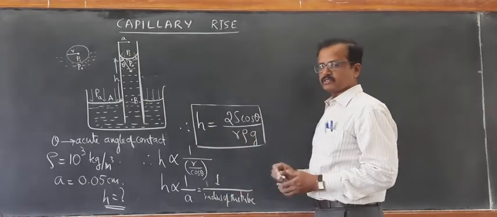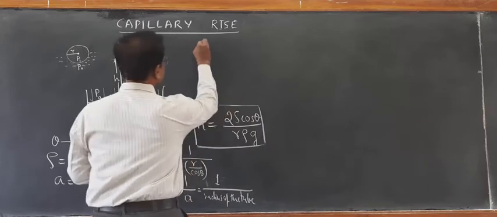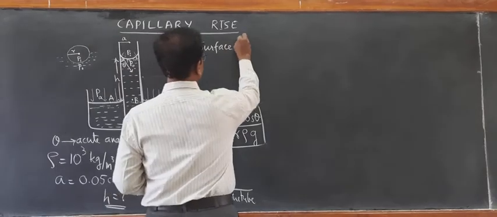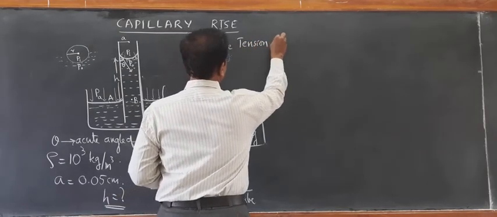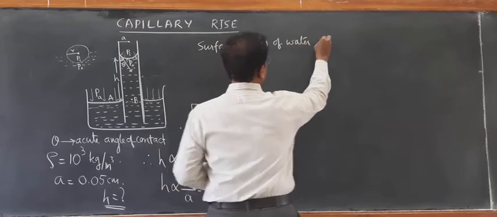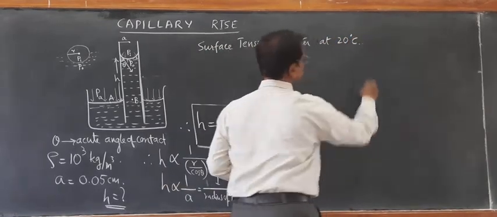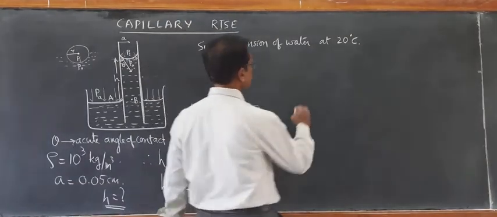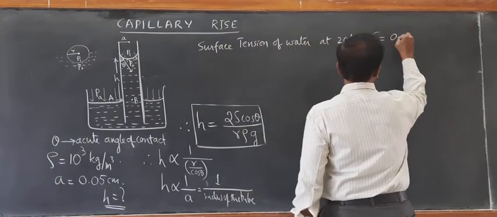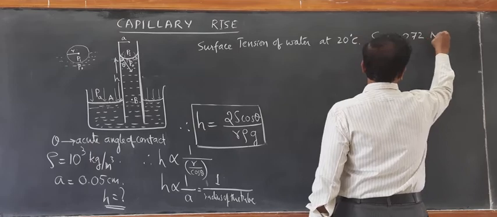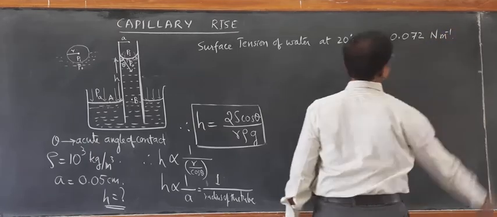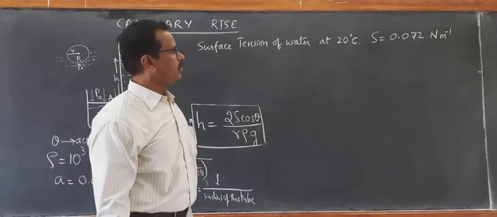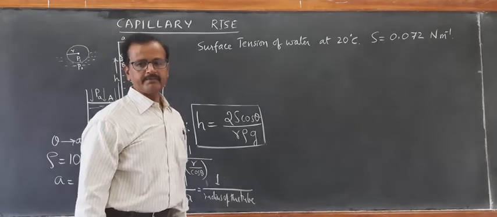We take this equation. Now here the surface tension of water, we know from the table, from the data, the surface tension of water at room temperature, say 20 degrees Celsius, is 0.072 Newton per meter. S is equal to 0.072 Newton per meter, or 72 dyne per centimeter. That's how we can remember.